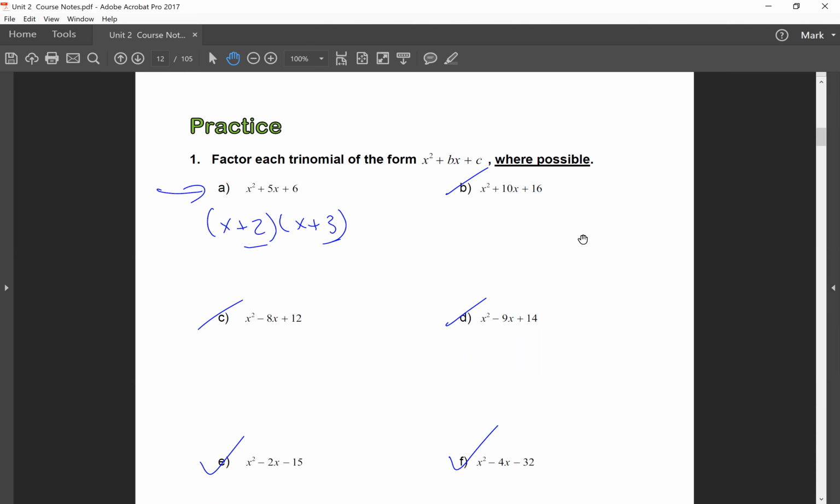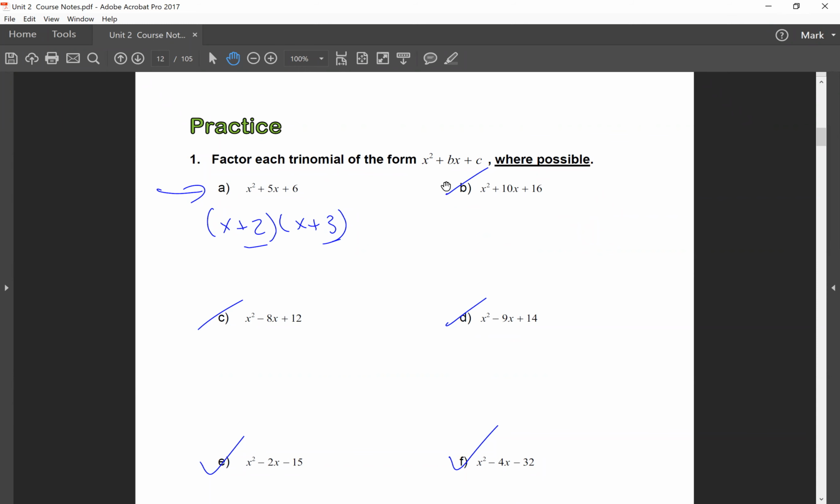Now, just a reminder, it's always going to be X and something, and then X and something. So when you factor a trinomial, it will give you two binomials. So it's going to be like X plus something or X minus something, and then X plus something or X minus something.